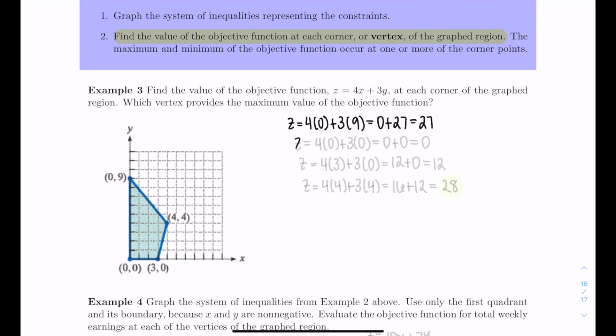Let's do (0, 0) next. Z equals 4 times 0 plus 3 times 0. Well, that's 0 plus 0, which is 0.